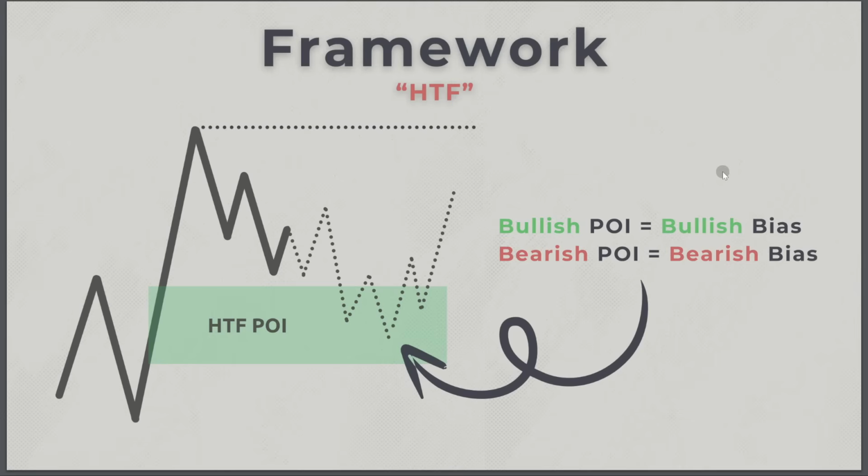So how to establish a bias? Look for a POI on the higher time frame and trade based on that. If it's a bullish fair value gap, then we are bullish. If it's a bearish fair value gap, then we are bearish in the lower time frame. So same thing here: bullish POI, bullish bias; bearish POI, bearish bias. Targeting what in this case? This high right here, which is the external, because we're moving off internal to external.